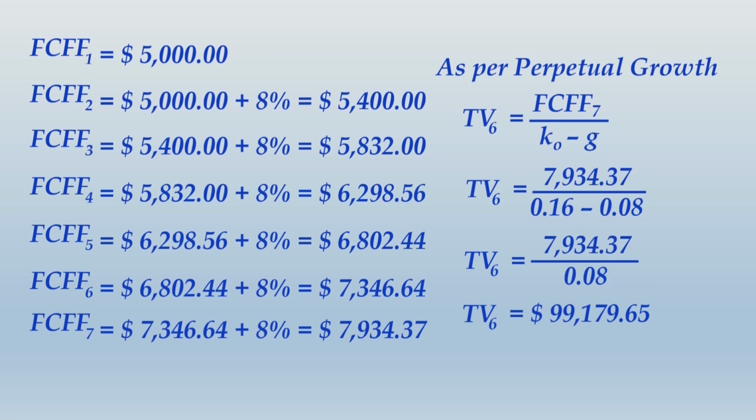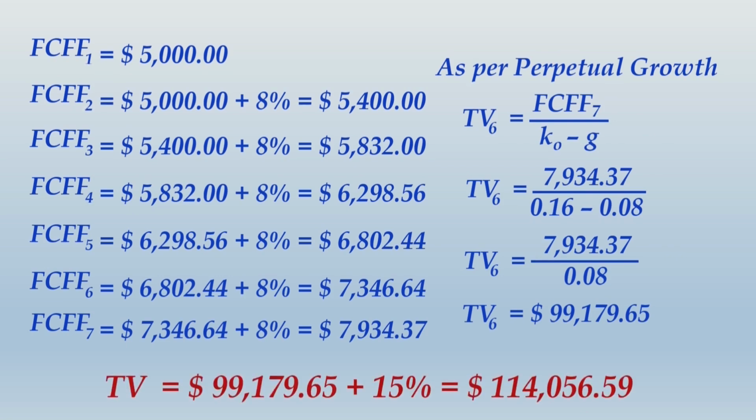But the expected terminal value will not be this much. The terminal value will be 15% more than this value which you have originally arrived through perpetual growth. So keeping that adjustment in mind, the terminal value at end of 6th year can be re-estimated as $114,056.59. So please write up this entire calculation and then I take you ahead.